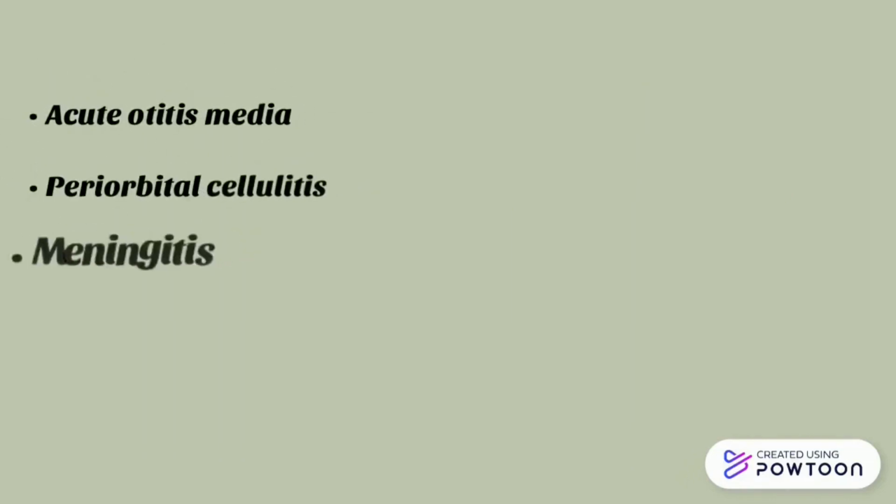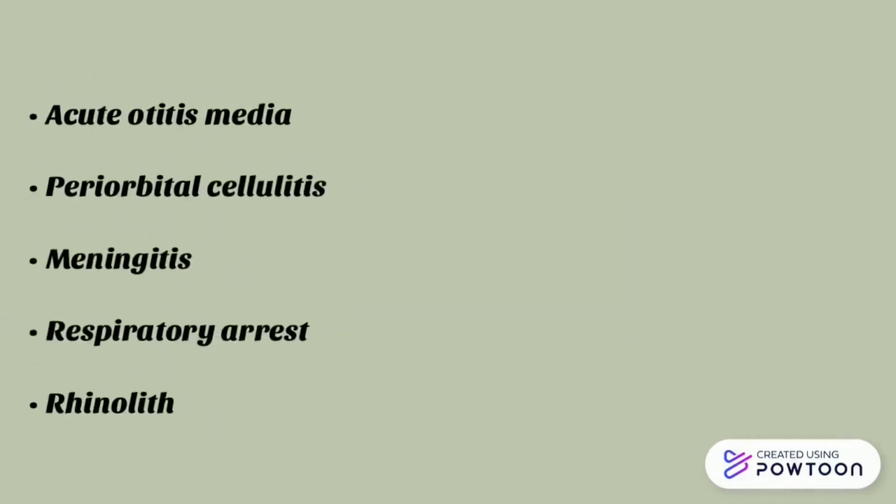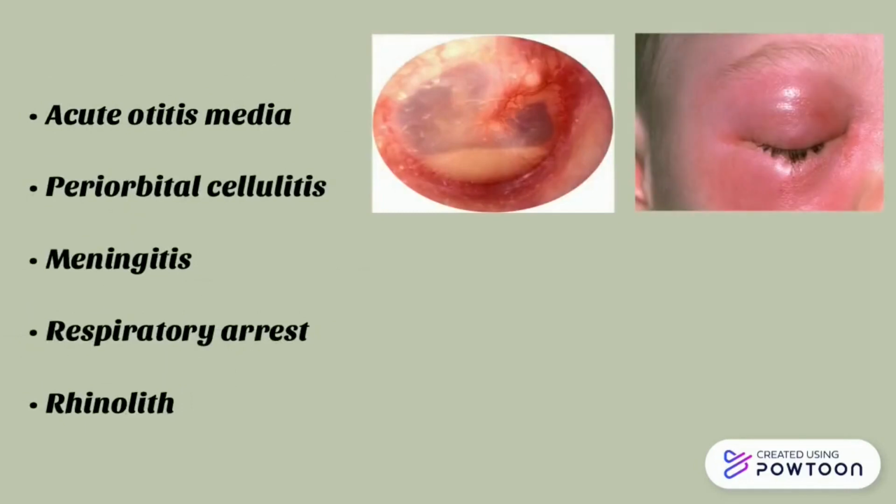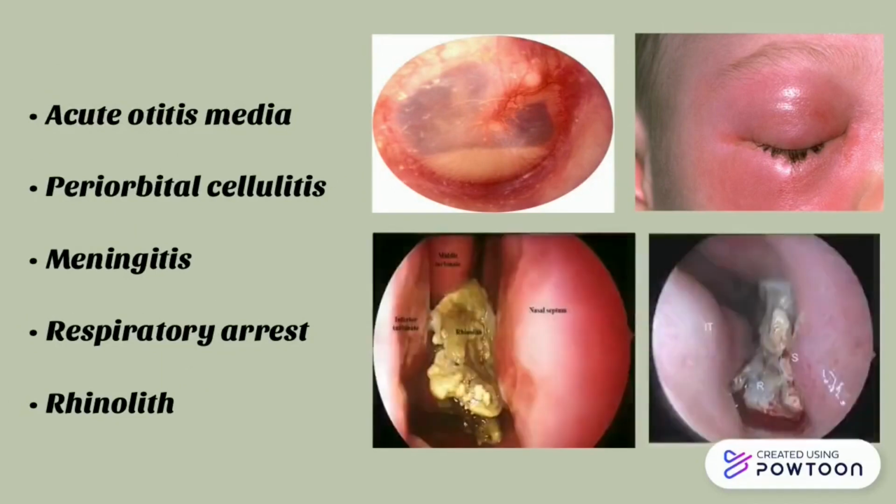Apart from that, extension into adjacent structures can result in other complications such as acute otitis media, periorbital cellulitis, meningitis, respiratory arrest when the object becomes displaced posteriorly, and rhinolith, which is a firmly impacted and unrecognized mineralized foreign body typically found on the floor of the nasal cavity.